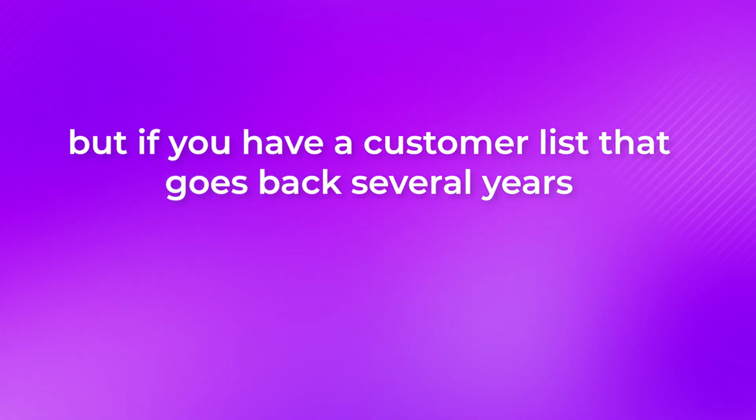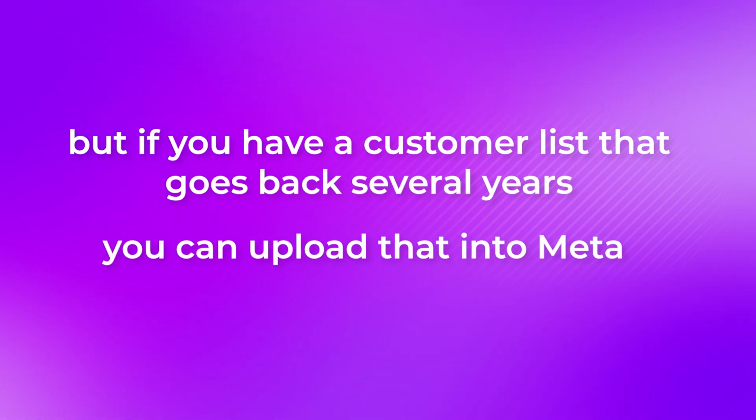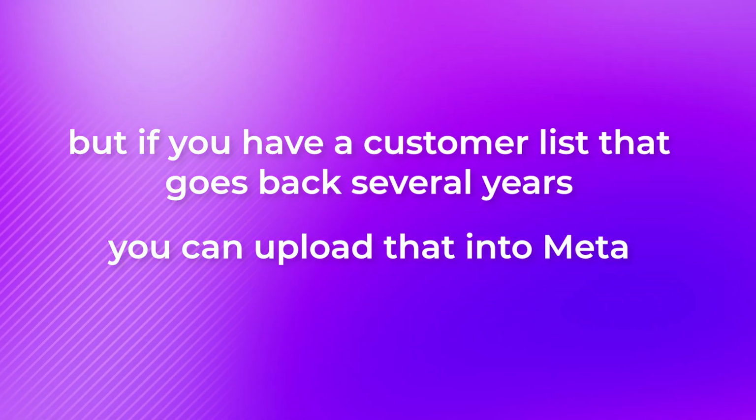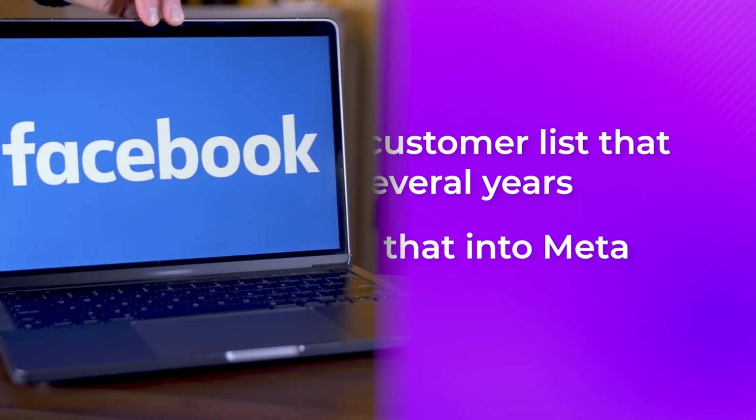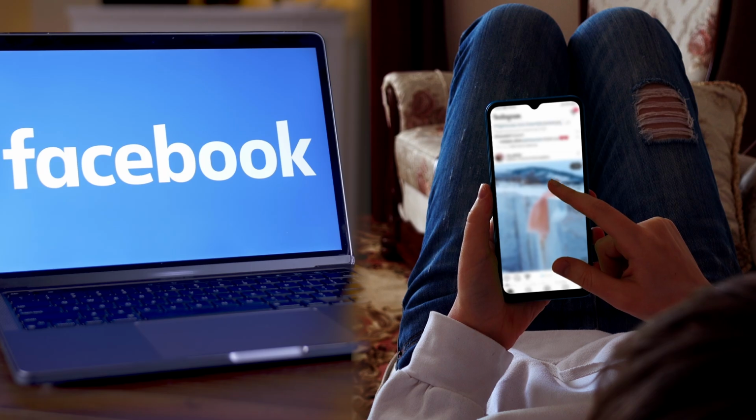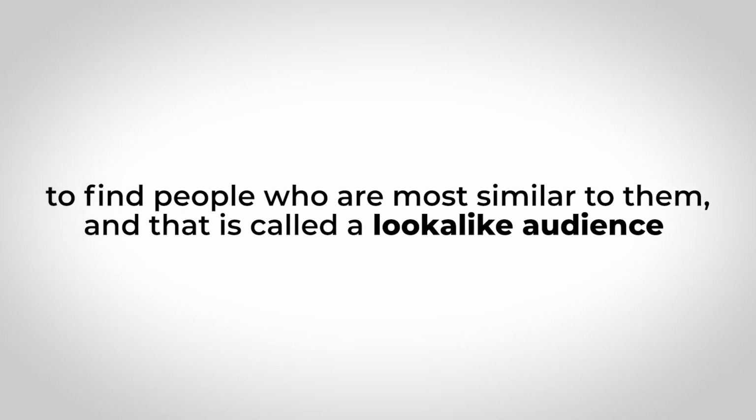Now remember, when I said to create a custom audience for all purchasers within 180 days, that's the maximum amount of time that Meta will record your data. But if you've got a customer list that goes back several years, you can upload that into Meta. We'll then attribute the individuals on that list to profiles on Facebook and Instagram, and then you can either target these specific people with further ads, or you can ask Meta to find people who are most similar to them, and that is called a lookalike audience.